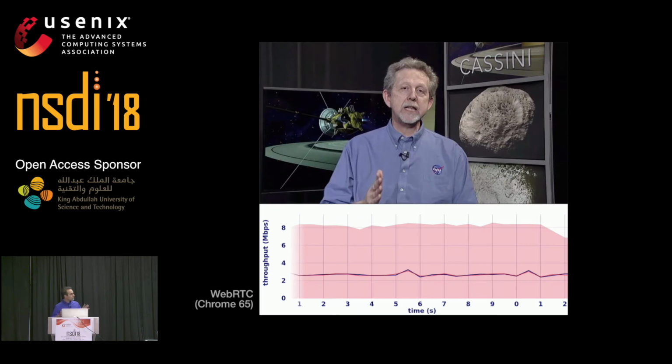So here, we are sending a video using one of these real-time video systems, WebRTC in Google Chrome. And at the bottom, you can see the network throughput graph. The shaded region is the network capacity, and the line is the amount of data that the program actually tries to send. So the capacity is going to go down and then back up again. Let's see what happens.